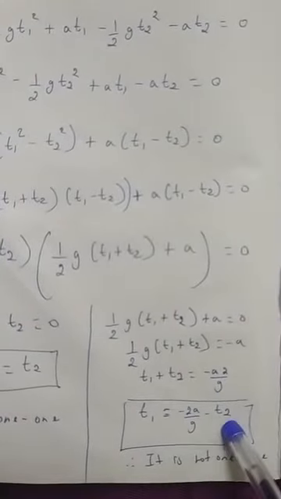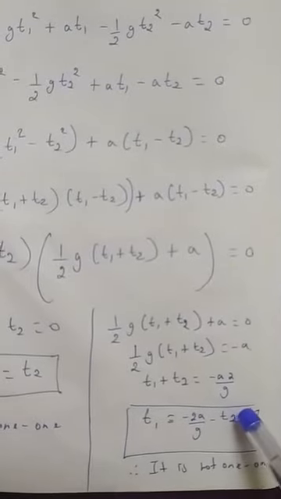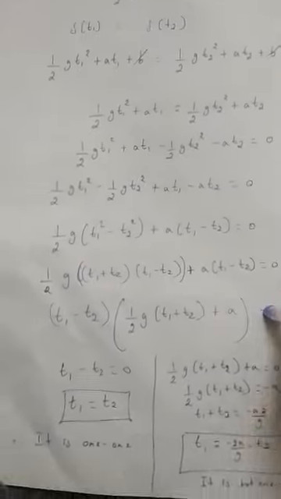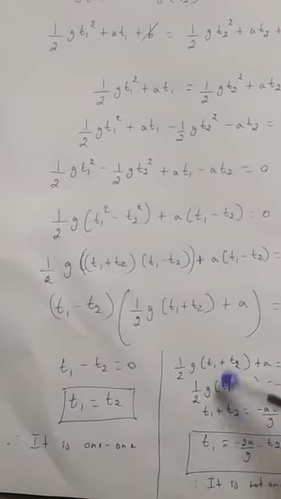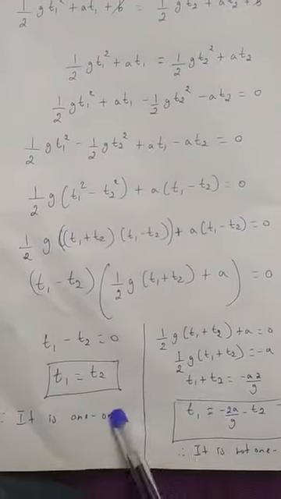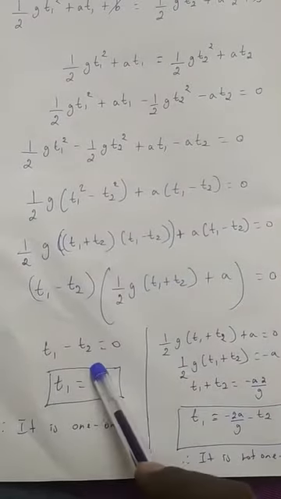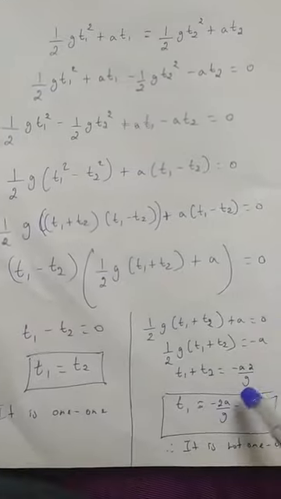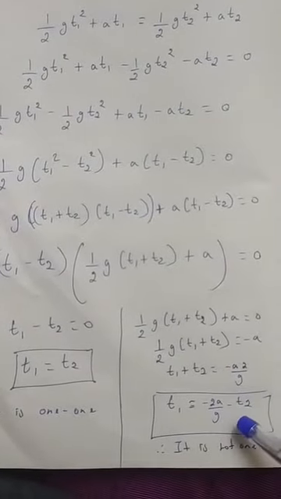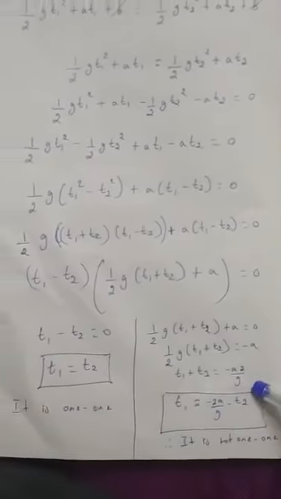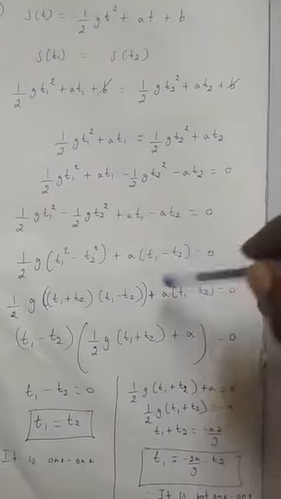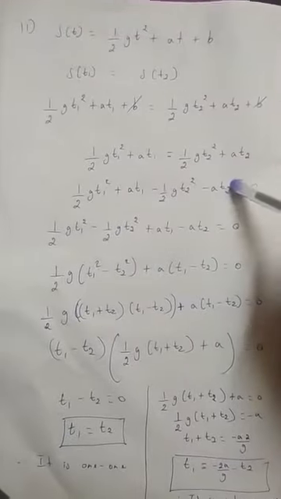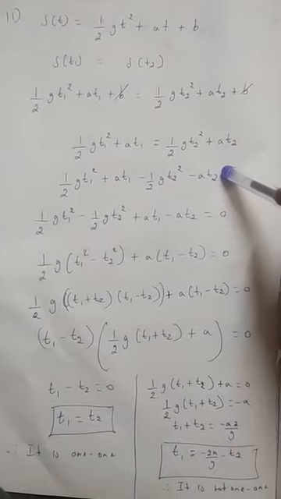So here we didn't get t1 is equal to t2. We got some different value. Therefore it is not a one-to-one function. But in your book the answer is one-to-one function. If we check in both ways, in the first way we get the answer one-to-one function, and the second way we got it is not one-to-one function, right? Therefore this question has two solutions. For the same question we have one more type of solution also.